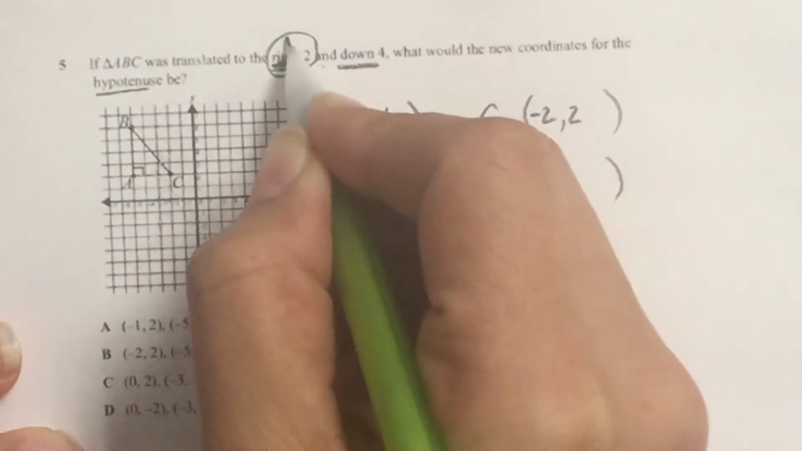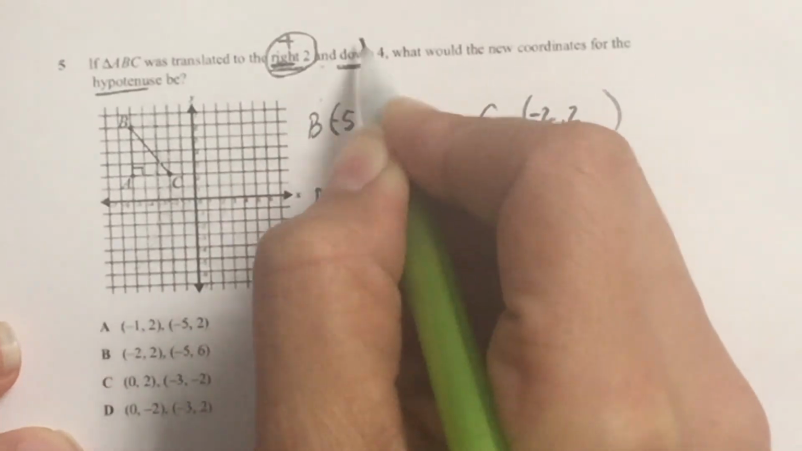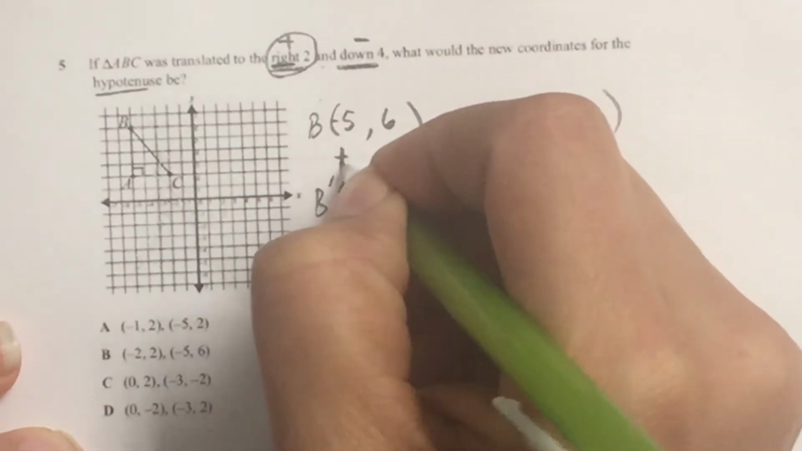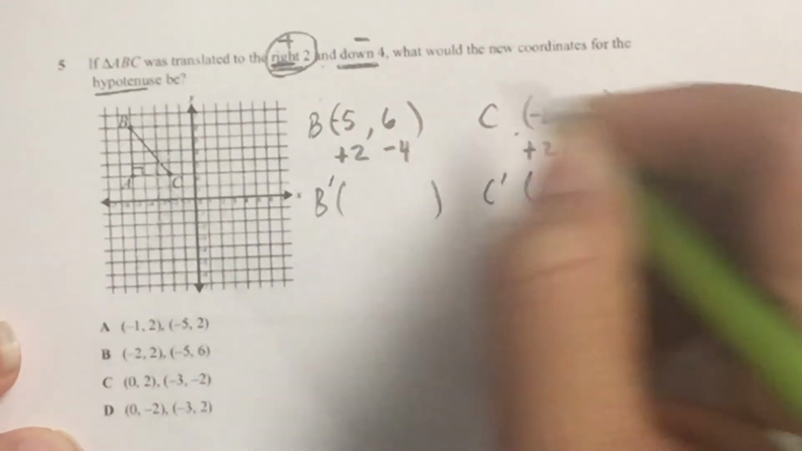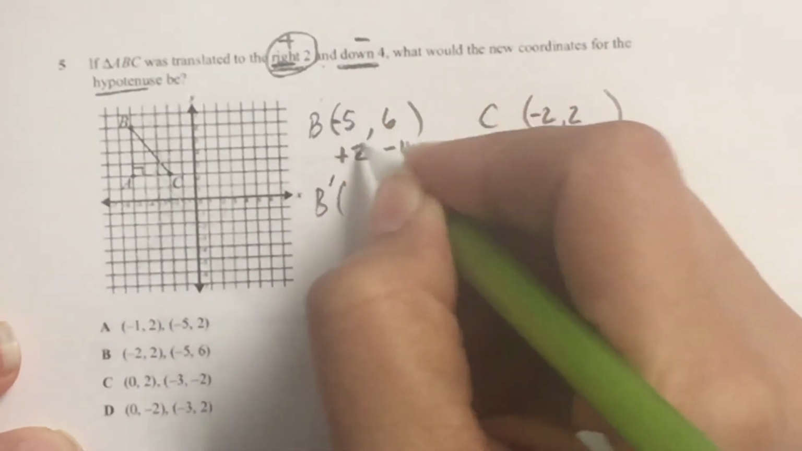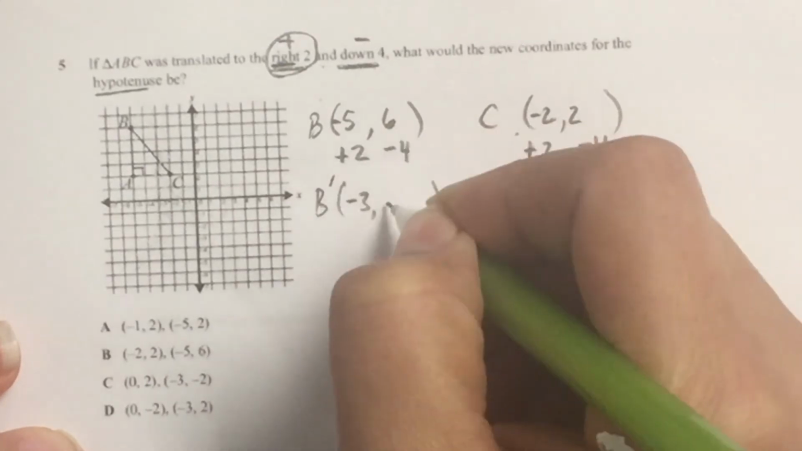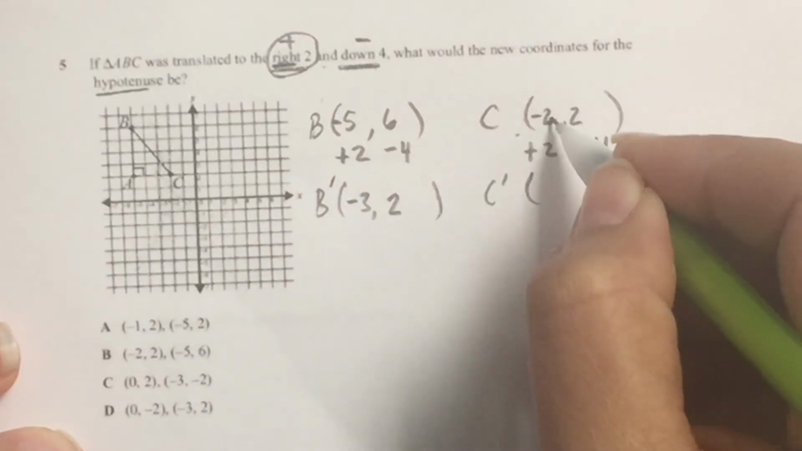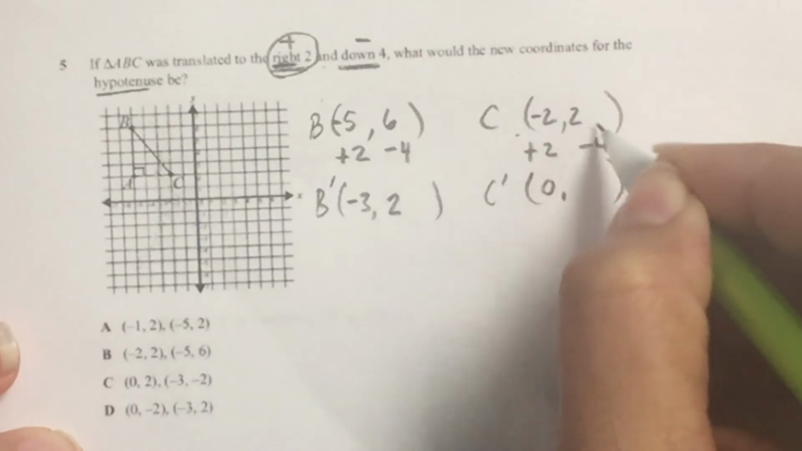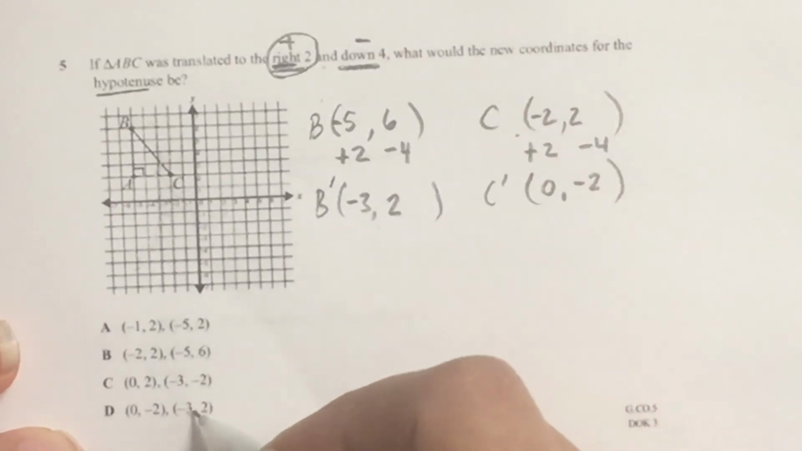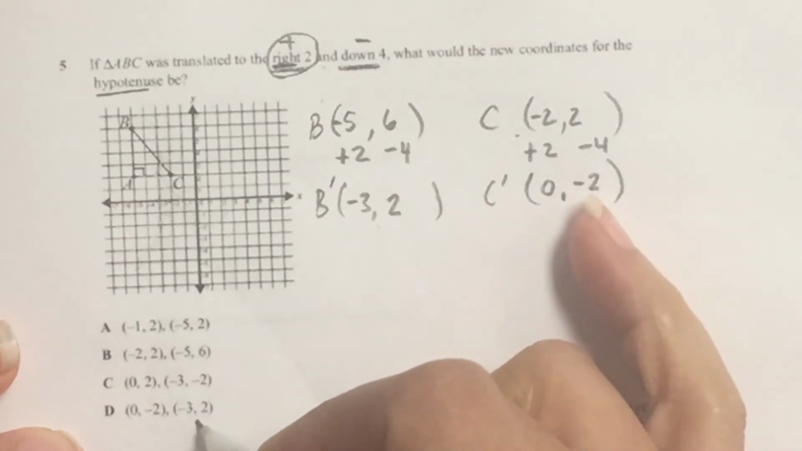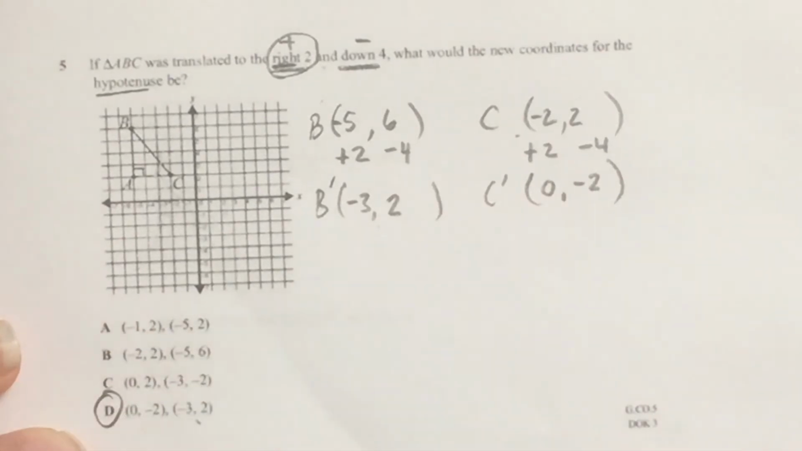So to the right, what are we doing? Adding. Down, what are we doing? Subtracting. So we're going to add 2, subtract 4. Add 2, subtract 4. So negative 5 plus 2 is negative 3. And that's going to be positive 2. And this one's going to be 0, negative 2. So negative 3, positive 2, that's this one. And 0, negative 2, that's D.